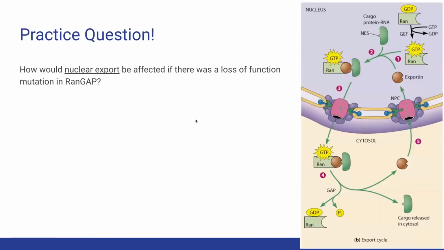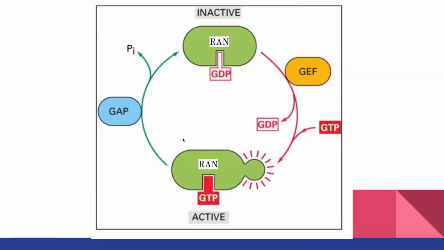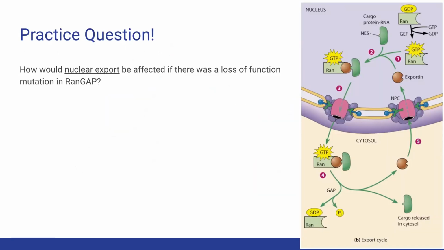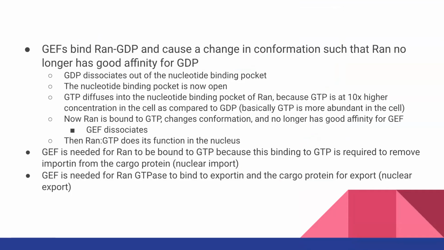And then before, I guess, we get to the practice questions, anyone have any questions about import or export? Okay, so then here's just a practice question. How would nuclear export be affected if there was a loss of function mutation in Ran GAP? And we'll just give you guys a few minutes. Yeah, can you go back to the last picture for a second?